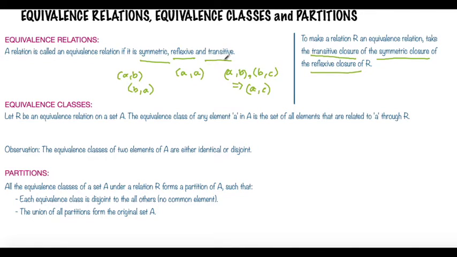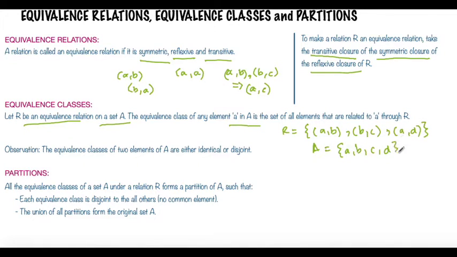Now we can come to the second definition, equivalence classes. If R is an equivalence relation on a set A, the equivalence class of any element a in our set A is the set of all elements that are related to a through R. So what does it mean? It means that if we have R equal to {(A, B), (B, C), (A, D)}, and A is just {A, B, C, D}, then the equivalence class of element A is given by this notation.